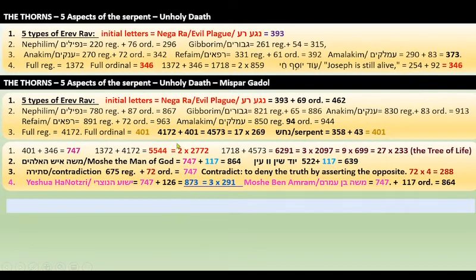So if we take the 401 and the 346, that's the ordinal of Od Yosef Chai, and add them together, 747. So the 747, which we've seen is Moshe, the man of God, that word contradiction, to deny the truth by asserting the opposite. Sometimes you've got to take the opposite and transform it into the truth. You've got to transform the lie into the truth. It's the same as Yeshua Hanotzri, which we've already put, and it's the same as Moshe Ben Amram, 747.